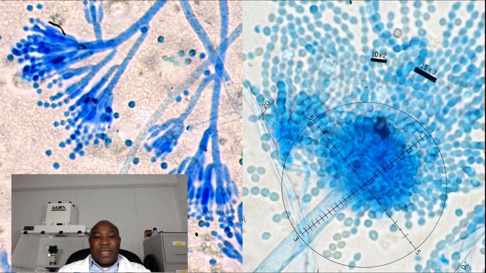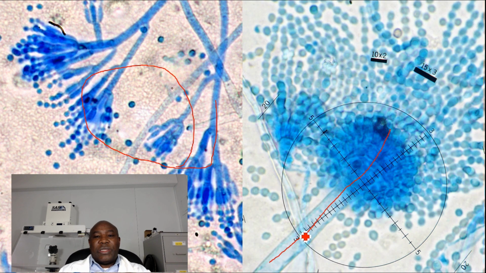On this image here, we have two images on the screen. The image on the left side, this one here, you can see these branches of Penicillium. And on the right side, you can see one conidiophore of Aspergillus, which is not branched.